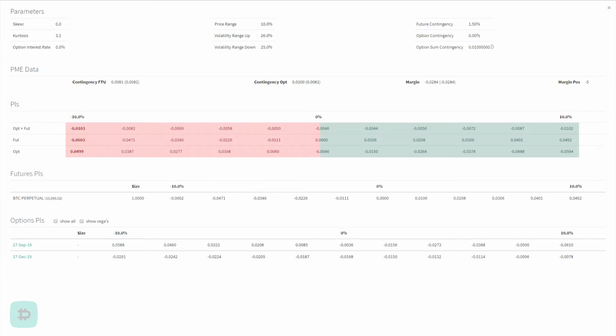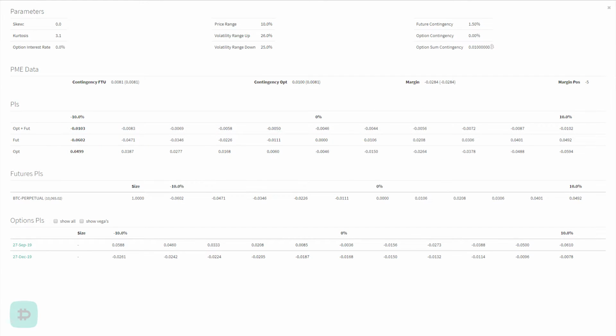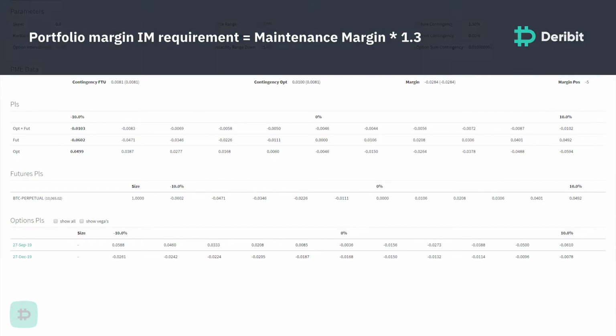What this means is that the system will look at how your positions as a whole would perform with a percentage increase in the underlying price of BTC and the same for a percentage decrease. Whichever scenario would result in the largest loss for your account, this amount is then used as your required maintenance margin. Please note, with portfolio margin, the initial margin is simply your maintenance margin plus 30%. So as a function, initial margin equals maintenance margin times 1.3.